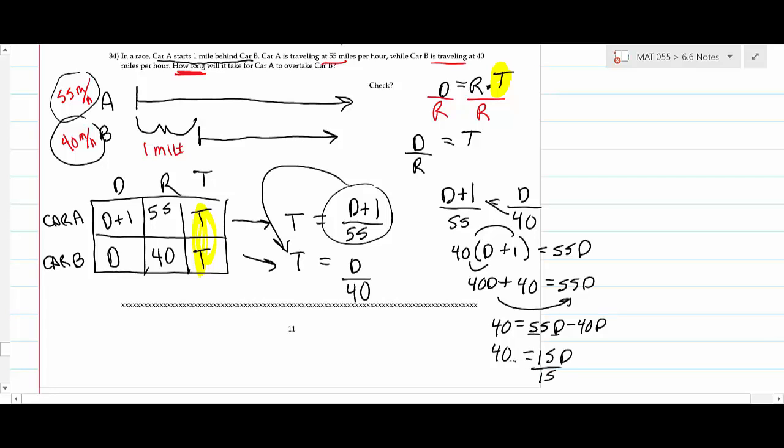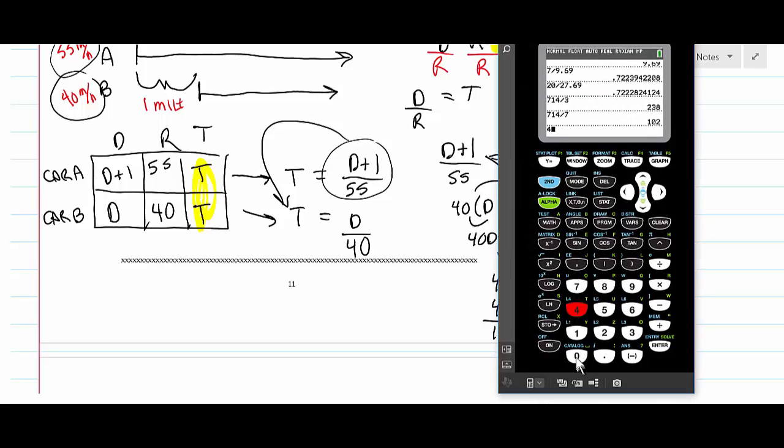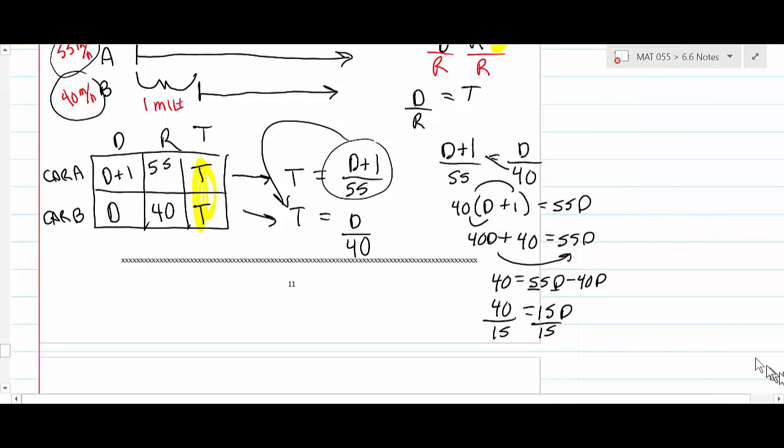Then you can divide by 15, and we can reduce that fraction, and we can even get a decimal if we want to. Let's just get a decimal on this and see what we get. So 40 divided by 15, 2 point something. Let's just round this to 2.67. Okay, so that's what you'd have.